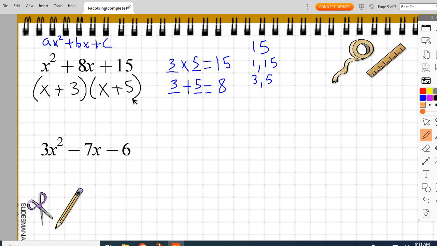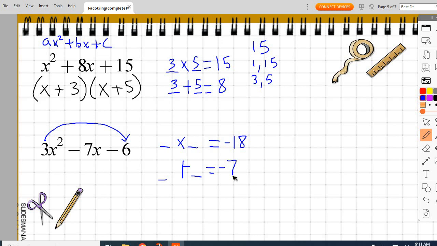I think your paper calls it the rainbow method. I call it the AC method. It's very similar to what we did here on this first one. It's just instead of writing our C value on the top part, we have to do A times C, which is why I call it the AC method. So in this case, A times C is going to be what? Negative 18, right? So the setup is still the same. I'm looking at what multiplies together to give me that negative 18, that adds together to give me a negative 7.